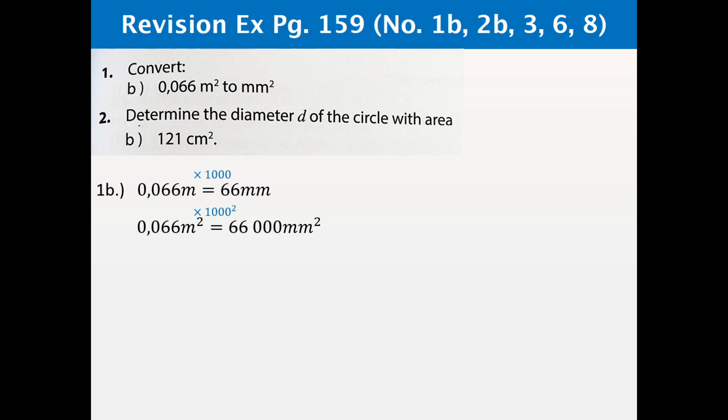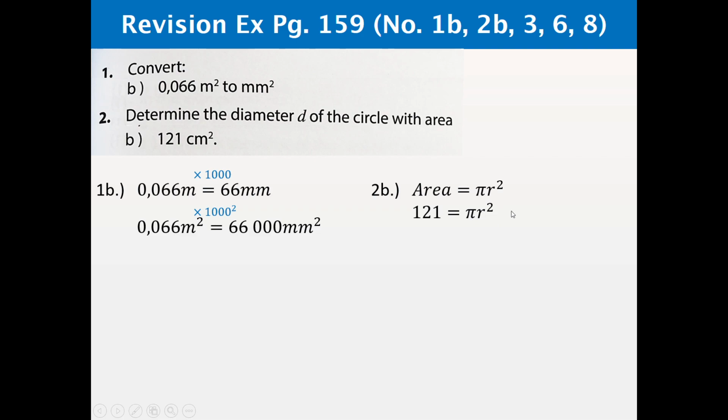Right, then it said determine the diameter of the circle with an area of 121 centimeters squared. Okay, so I would start by just saying, well, what's the formula for the area of a circle? Area is equal to pi times radius squared. I don't know what the radius is, but I do know the area, so I can substitute it in, 121. Then, I need to somehow get that radius squared by itself.